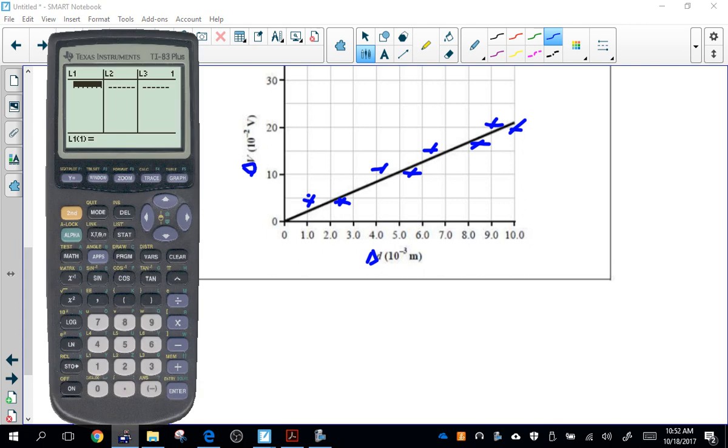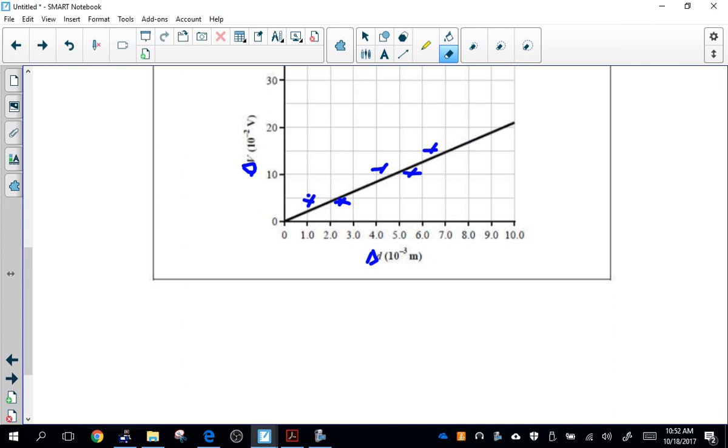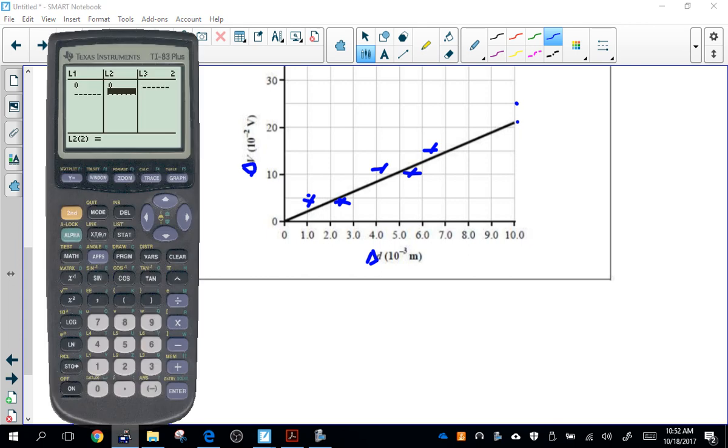My first point would be 0 and 0. Agree? What's my last point going to be? Well, it's kind of hard to tell actually on this one. Looks like it's 20. This would be 25. This looks like 21. Does that make sense? Is that what you guys used when you did rise over run? So 21 for the y and 10 for the x. Let's label that as 10 and 21.